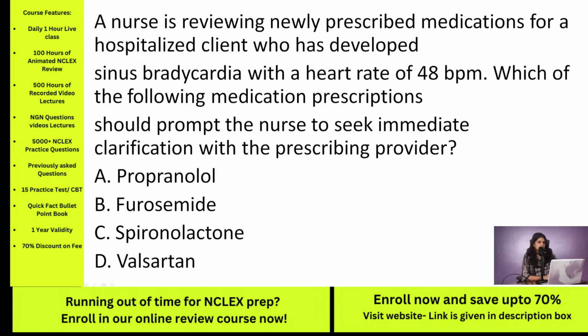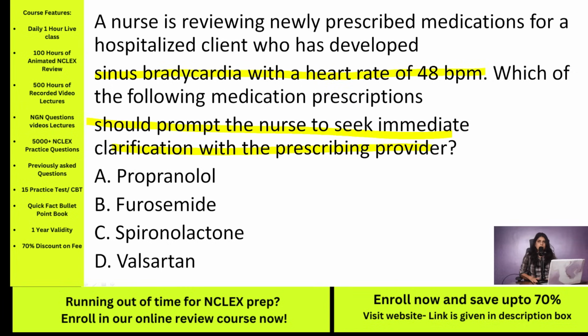scenarios. A nurse is reviewing newly prescribed medications for a hospitalized client who has developed sinus bradycardia with a heart rate of 48 beats per minute. Which of the following medication prescriptions should prompt the nurse to seek immediate clarification with the prescribing provider? Let's look at the options. Option A is propranolol. Option B is furosemide. Option C is spironolactone. And option D is valsartan.